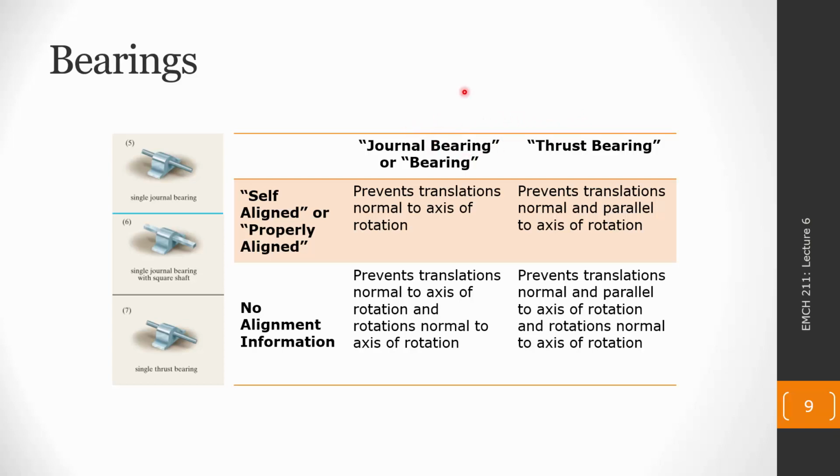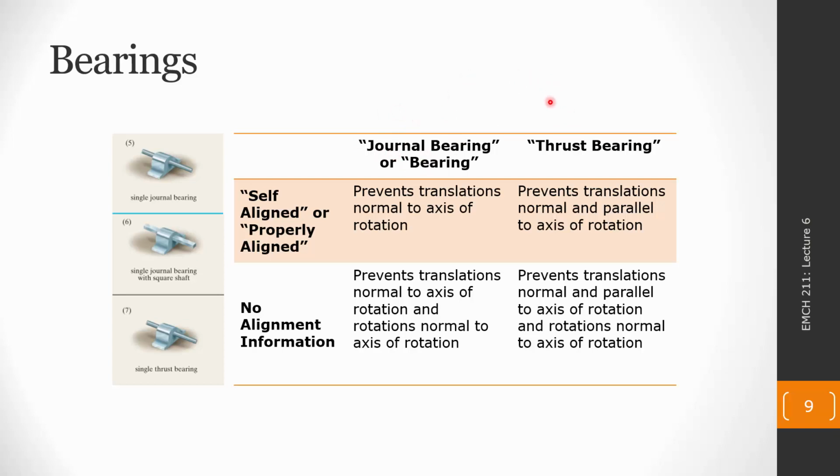For the purposes of this course and both of the textbooks, if a bearing is simply referred to as a bearing without the description of journal or thrust, we're going to take it as a journal bearing. So what's the difference between a journal bearing and a thrust bearing?